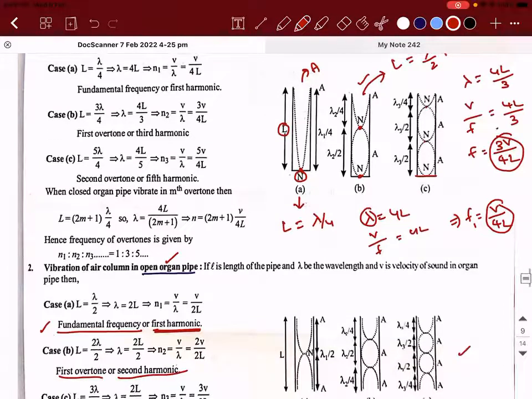After this, for the third part, if you do, what are you going to get? Can you tell me? 5V by 4L. Correct. So you'll get 5V by 4L because lambda by 2 plus lambda by 2 plus lambda by 4. So it will be 5V divided by 4L.